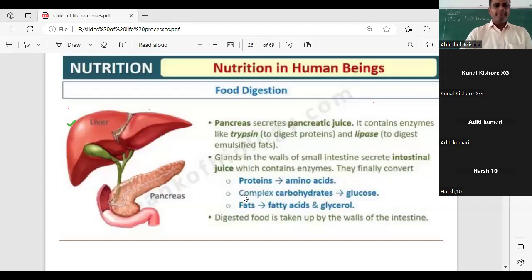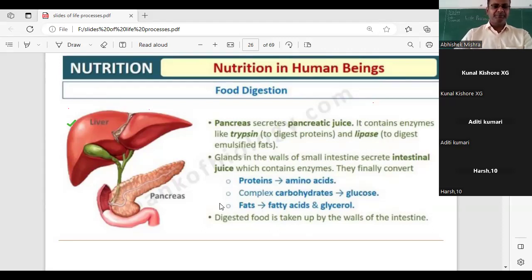So students, once again, the small intestine receives secretion from two associated digestive glands of the body. They are the liver and the pancreas. From the liver, the small intestine receives bile juice. The bile juice brings about emulsification of fat, and also it converts the acidic medium of the food coming from the stomach into alkaline medium. Next is your pancreatic juice. From the pancreas, the small intestine receives pancreatic juice, and this pancreatic juice has three components: pancreatic amylase, trypsin, and lipase.